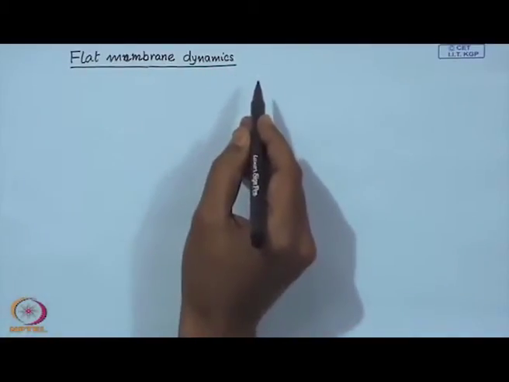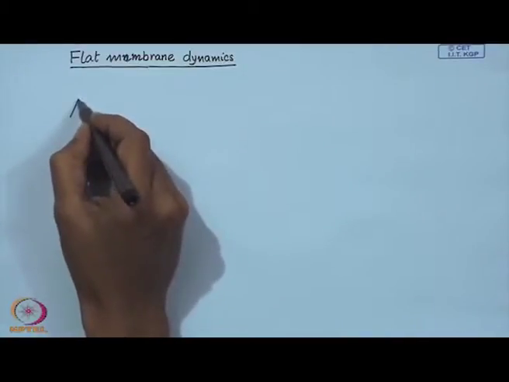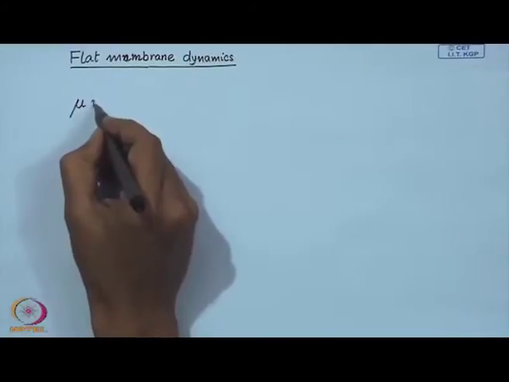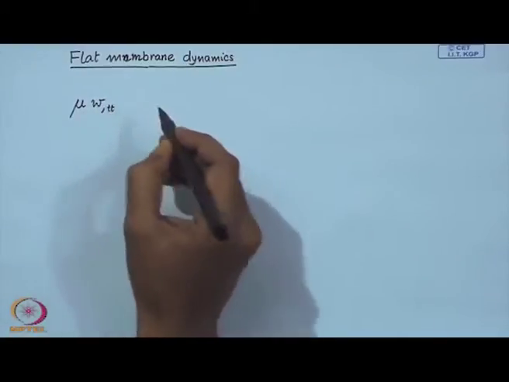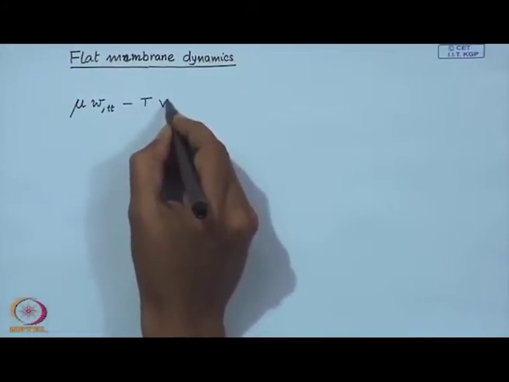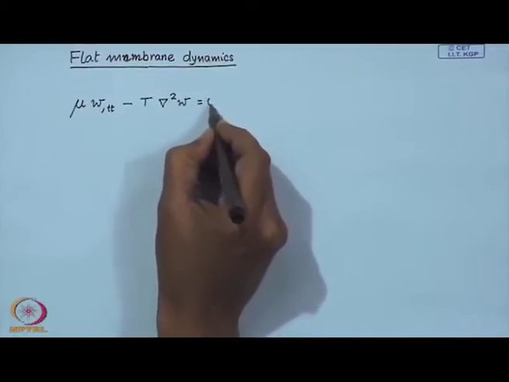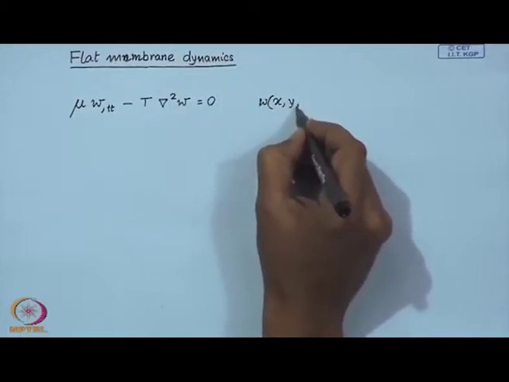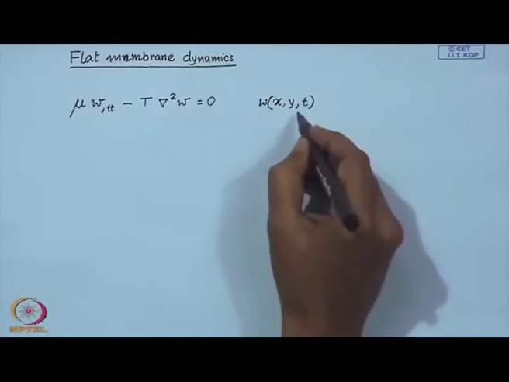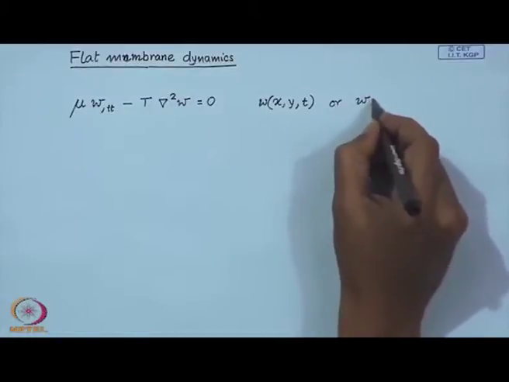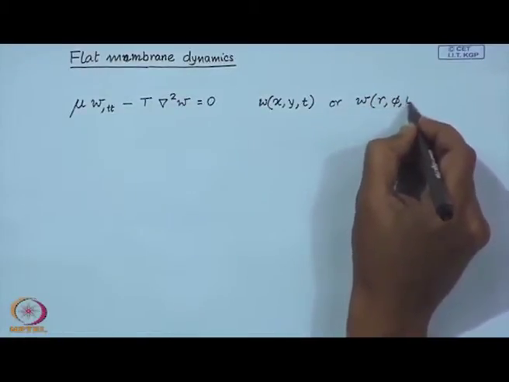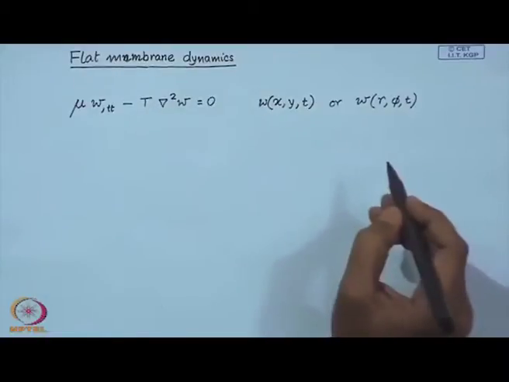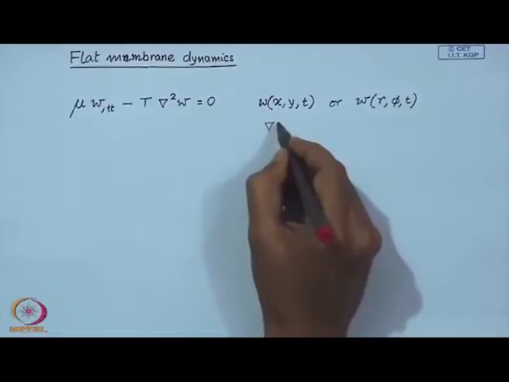So, we had derived the equation of motion of a membrane with density per unit area, or the areal density mu, undergoing small transverse vibrations, where this W is the field variable, which is a function of x, y, t, or W could be in the polar coordinates, for example, a function of r, phi, t, and nabla square is the Laplacian.